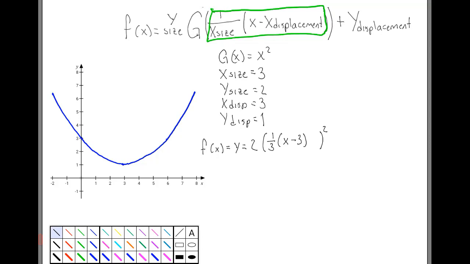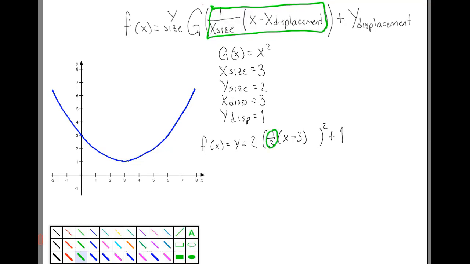And now we need to write the y displacement, that is plus 1. Here we have the function, however we need to simplify it. What we need to notice is that we have this 1/3 and this other factor squared, so we can make each of them squared. This is what we are going to do now.